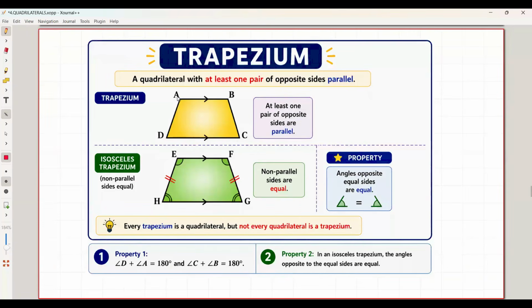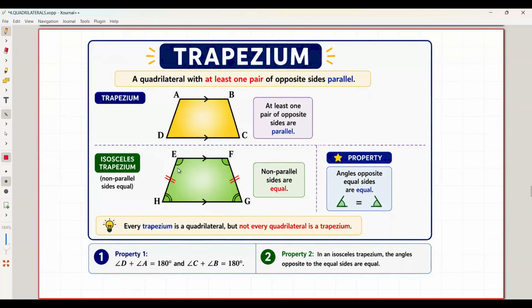ABCD is the trapezium I have taken. Here these two are non-parallel sides. If the non-parallel sides are equal in length, it is called an isosceles trapezium. These two are parallel sides. EH and FG are non-parallel sides. If the non-parallel sides are equal in length, it is called an isosceles trapezium.